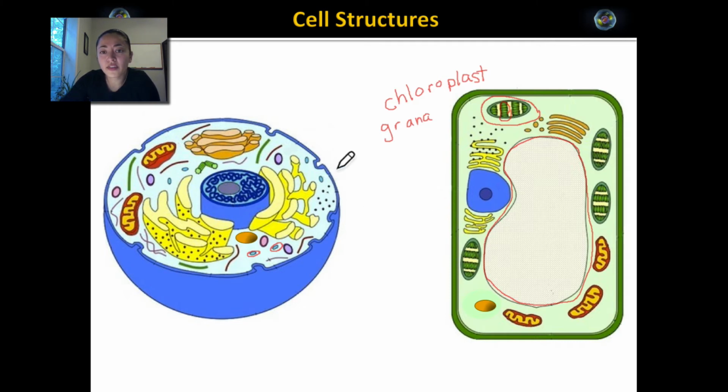And then the third thing that plants have that animal cells don't have is located right here on the outside. And what is that? That's the cell wall. One mistake that many students make is that they think that plants don't have mitochondria, but plants do have mitochondria. Mitochondria are important for making ATP, and ATP is an energy molecule that both plants and animals need. So both of them have these mitochondria.